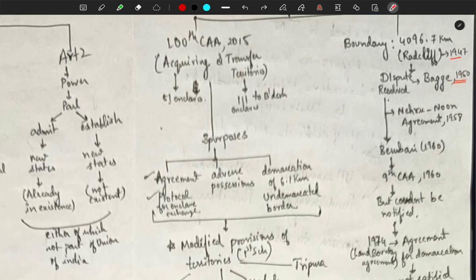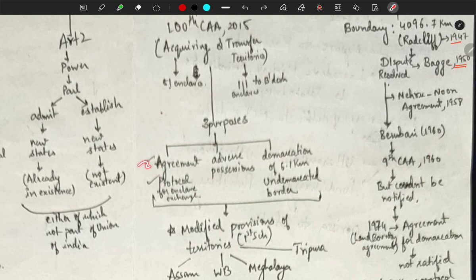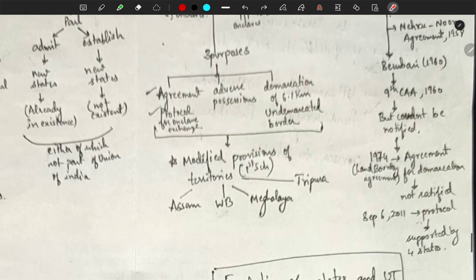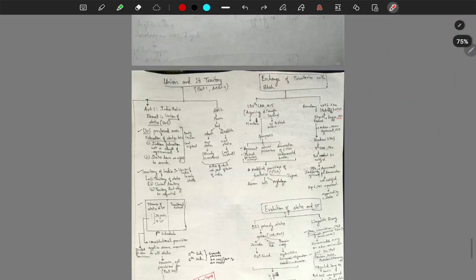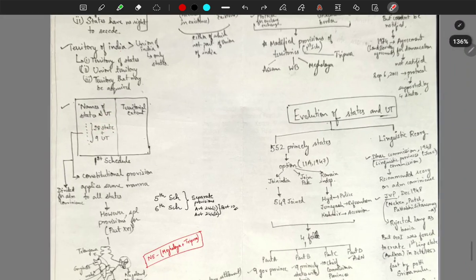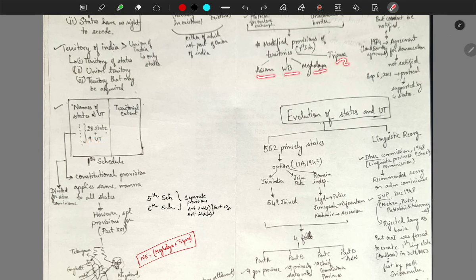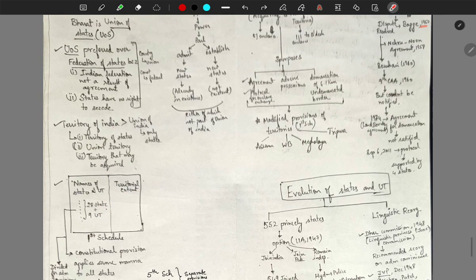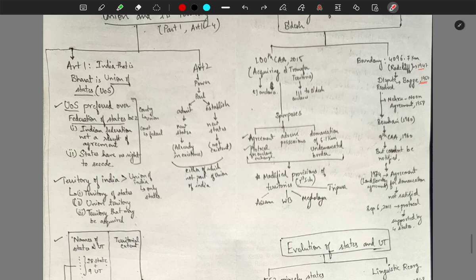So there were three purposes behind this. One is we had an agreement and protocol for enclave exchange, and we had adverse possessions, and there was supposed to be a demarcation of the 6.1 kilometer undemarcated border. So because of these three reasons, the 100th Constitutional Amendment Act was passed. Now this amendment modified the provisions of the First Schedule. In the First Schedule, the names of the states and territorial extent are mentioned. So these four states which are mentioned here were modified, because our boundary is being modified here.